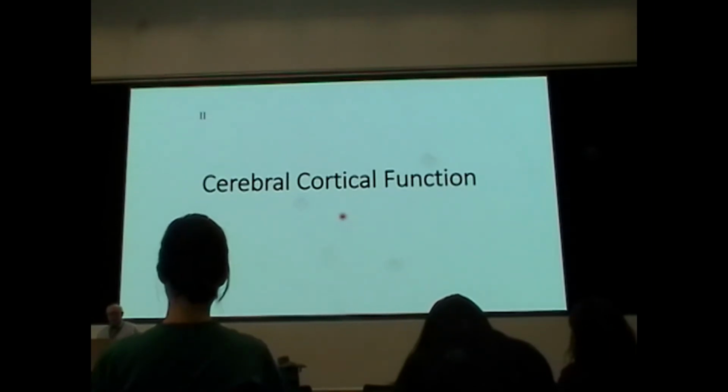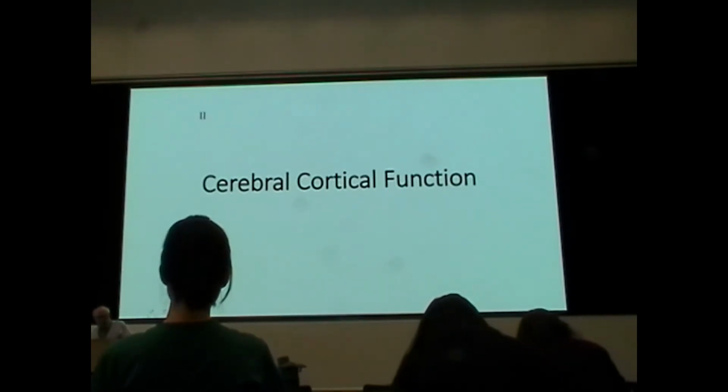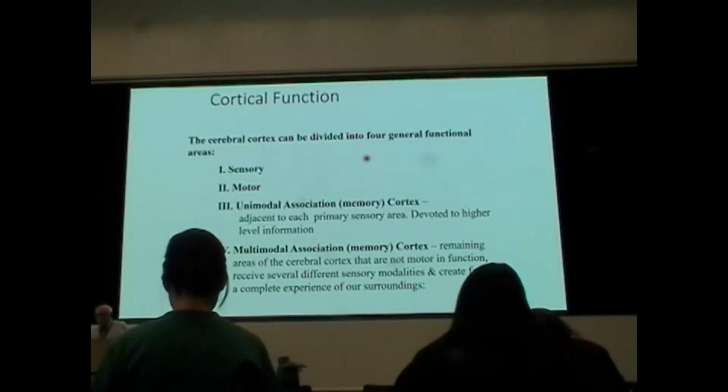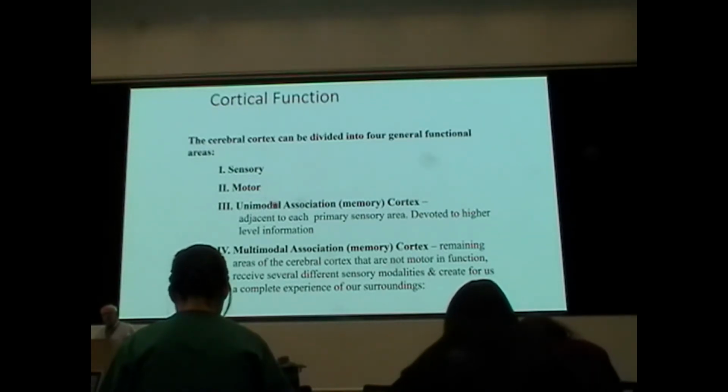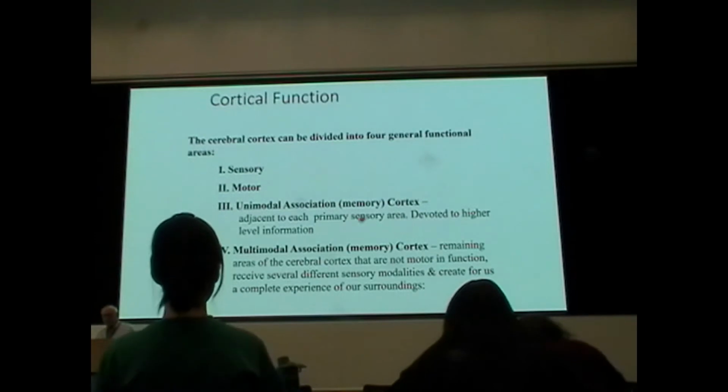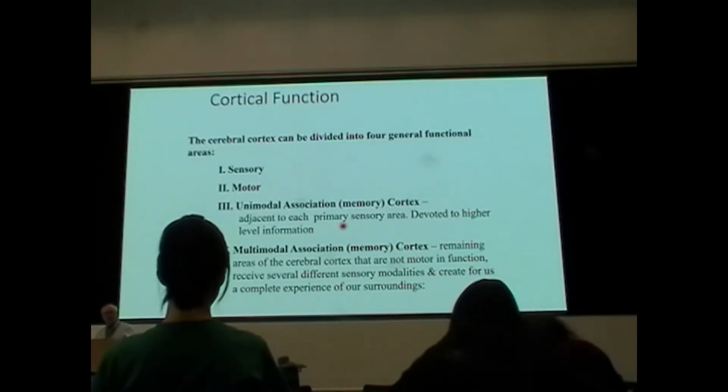All right, let's talk about cerebral cortical function. Okay, so we can divide the cerebral cortex into four primary areas: an area that's primarily sensory, an area that's primarily motor, an area that in relationship to memory is unimodal. In other words, this is adjacent to each primary sensory area up here, but it is primarily one type of sensory receptive storage area, association area. Multimodal areas in relationship to memory, and that's what association information is, it's memory. Okay? We have areas that are not motor function. They receive several different types of sensory modalities. They are multimodal.